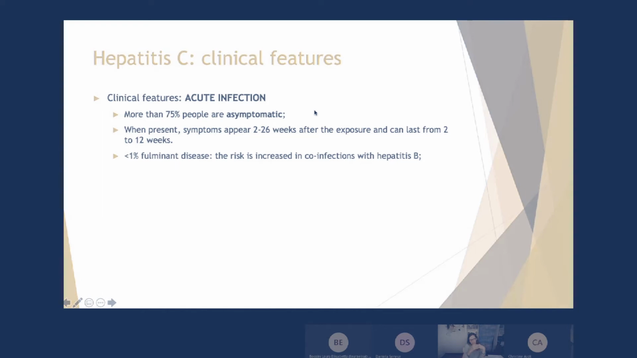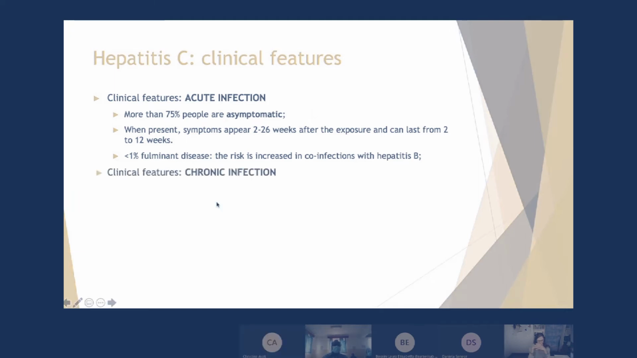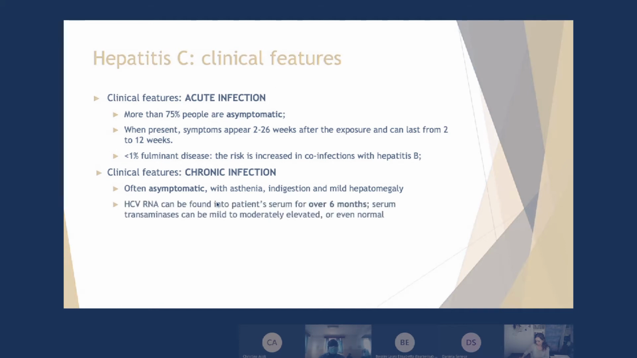It is important to know that there is also a small percentage of people who have fulminant disease, as we said before for hepatitis A and hepatitis B. This is, of course, increased in people who already have other liver infections, such as hepatitis B. In the chronic infection, most people are totally asymptomatic, and we can find HCV RNA in the patient's blood for more than 6 months.